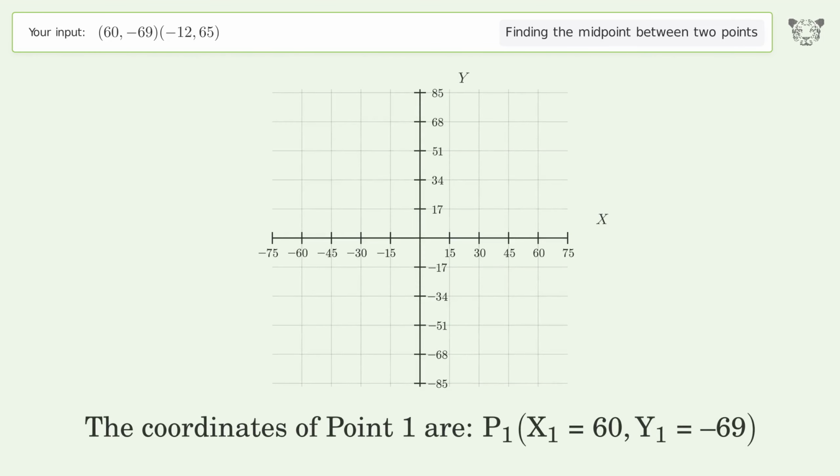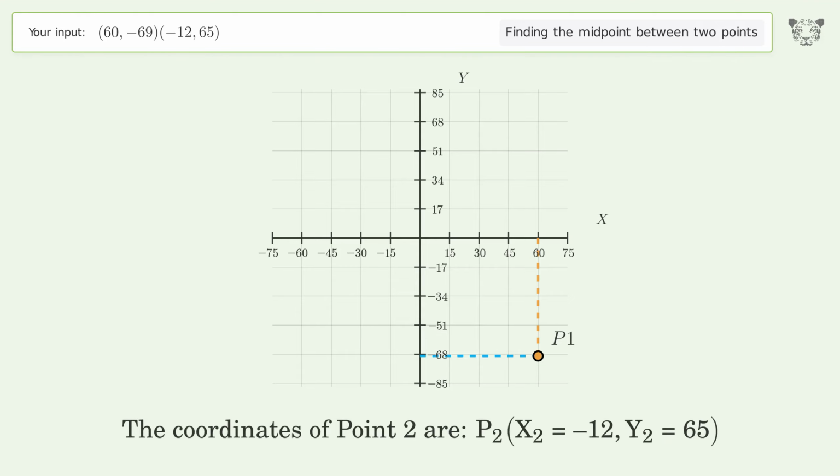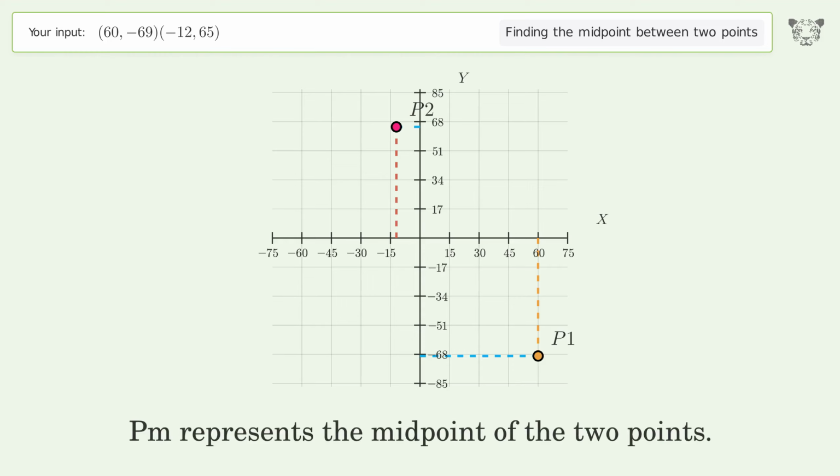The coordinates of point 1 are x1 equals 60, y1 equals -69. The coordinates of point 2 are x2 equals -12, y2 equals 65. PM represents the midpoint of the 2 points.